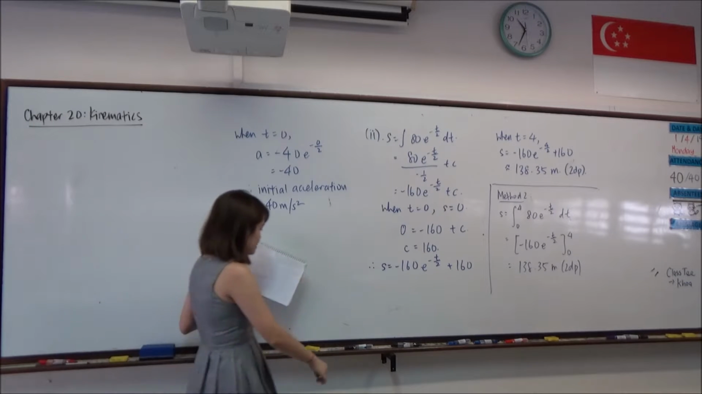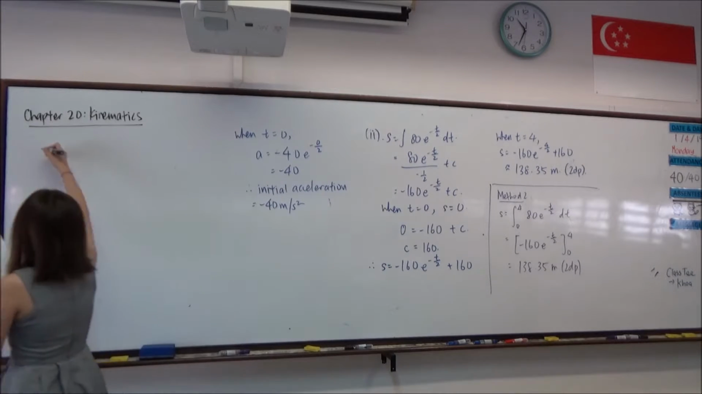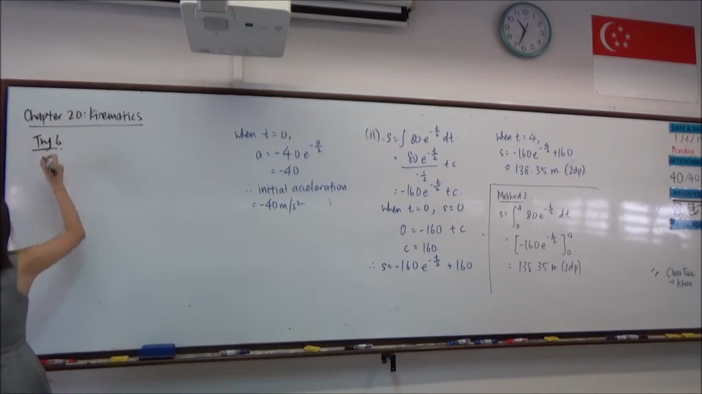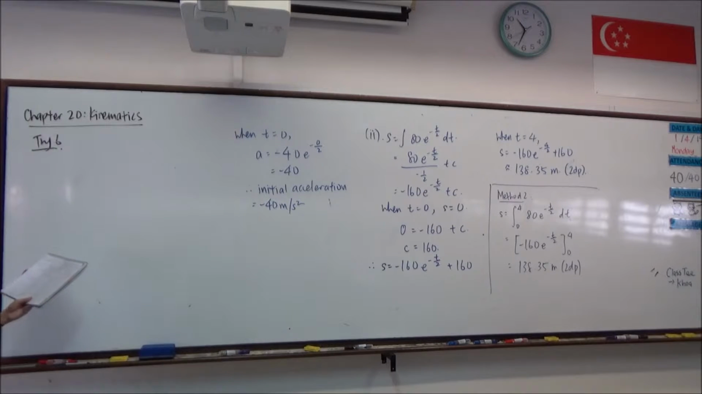Okay, let's look at try 6. There is a particle traveling along a straight line that passes the origin O with a speed of 10 meters per second.